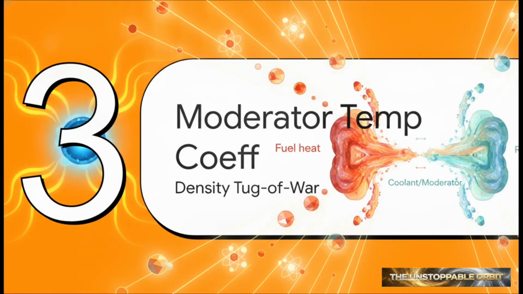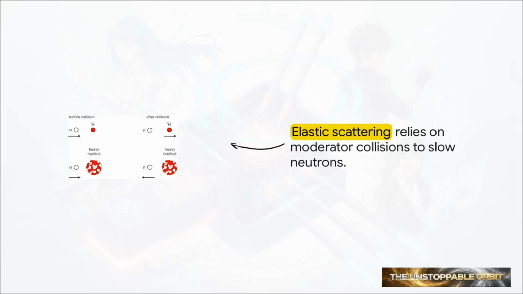Okay, moving on to part 3, the moderator temperature coefficient, or what I like to call the density tug-of-war. So while the fuel reacts instantly, that heat eventually bleeds out into the surrounding coolant and moderator, and that triggers our second layer of defense. Now, the moderator's main gig is to slow down fast, highly energetic neutrons through elastic collisions.